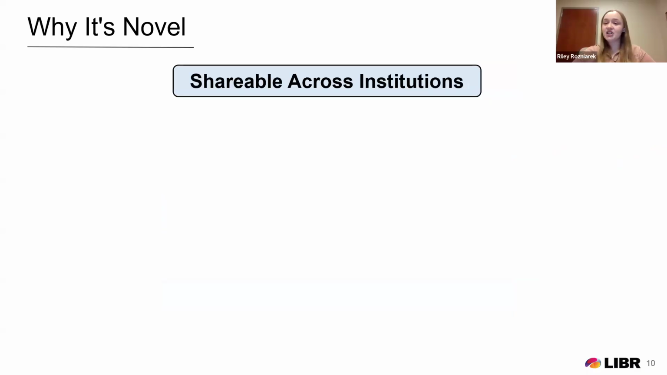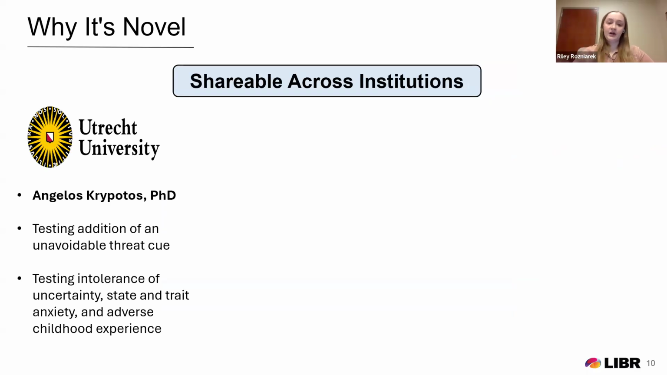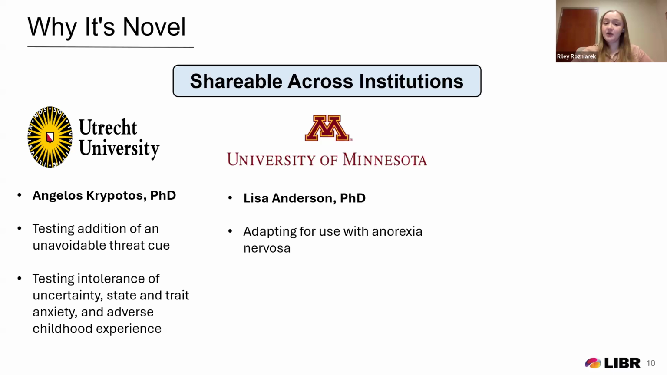And then finally, it's shareable across institutions. Currently at Utrecht University under Dr. Kripotos, he's testing an addition of an unavoidable threat cue, as well as new individual differences such as intolerance of uncertainty or adverse childhood experience. And then at University of Minnesota, Dr. Lisa Anderson is adapting the task to be used in anorexia nervosa population.